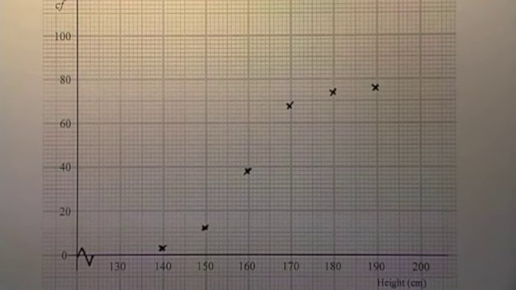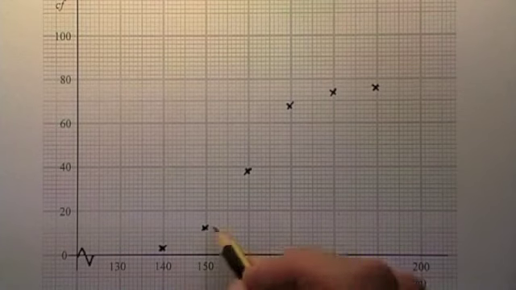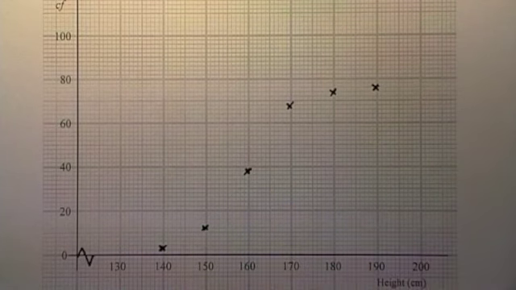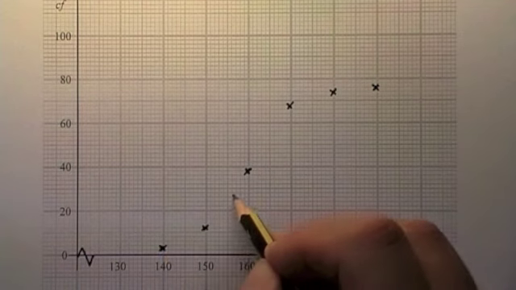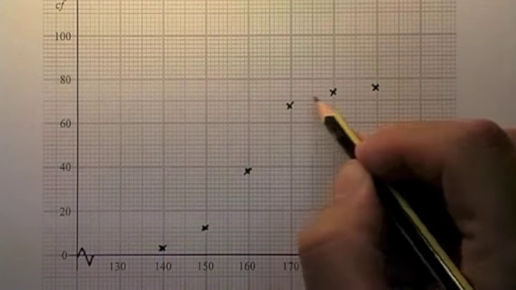Now that these points are plotted, I need to join them up. Cumulative frequency is always a curve. You can't draw straight lines between them. It's a nice gentle transition, so it's a curve. If you look at the points, you can see it's sort of like an S-shaped curve. The curve's going to come up there, curve around, and then curve this way.